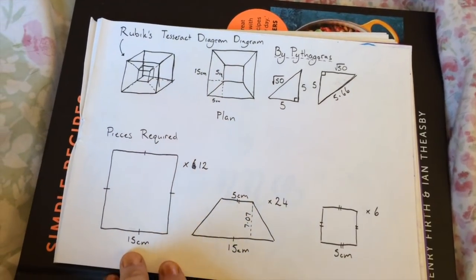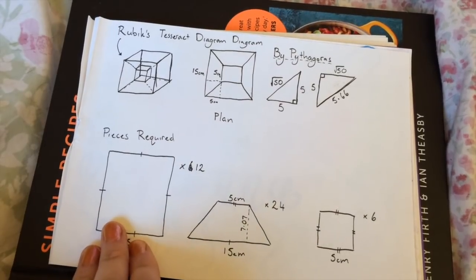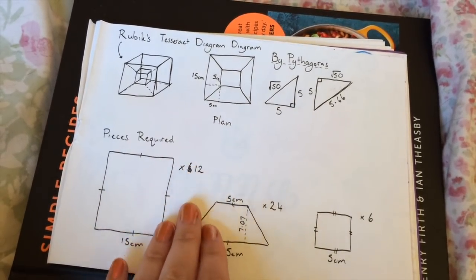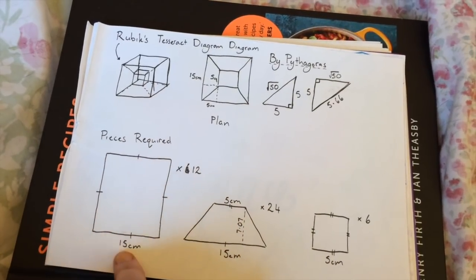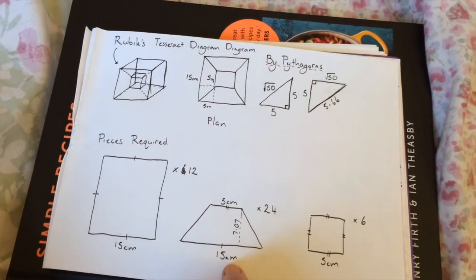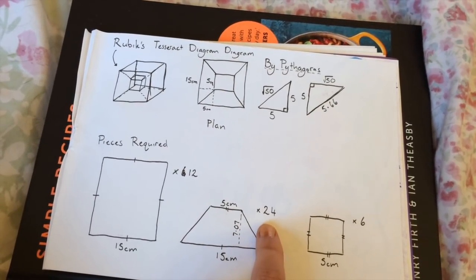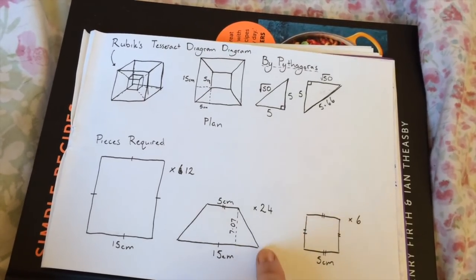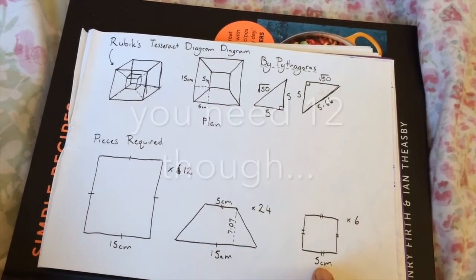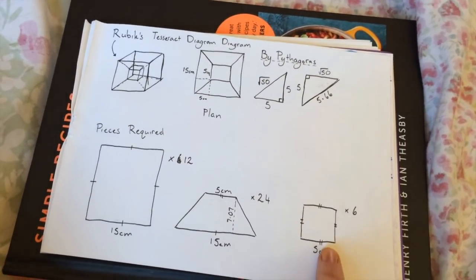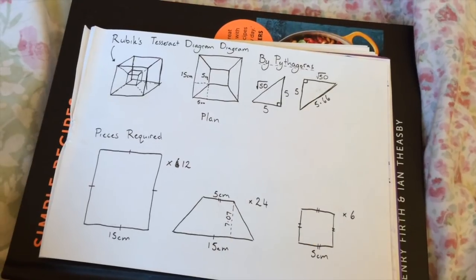So the pieces I'm going to need for the outer layer and the outer cube, I will need 12 pieces of card, well 12 15 by 15 squares. For the kind of trapezium faces, I'm going to need 24 of those, and I think I can probably get 2 out of 1 piece of card. So that will be another 12 pieces of card. I think I can get 6 5x5 squares out of 1 piece of card. We'll see.